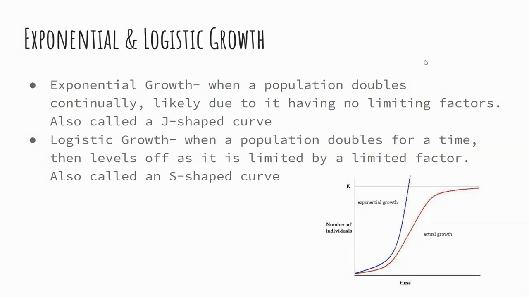Exponential and logistic growth. Exponential growth is when a population doubles continually, likely due to having no limiting factors, and is also called a J-shaped curve. It's the blue line in the bottom right-hand corner of the slide. This blue line is a J-shape. Logistic growth is when a population doubles for a time, then levels off as it reaches a limiting factor. It's also called an S-shaped curve, and this is the red one. Most organisms show logistic growth, with humans being an example of exponential growth.